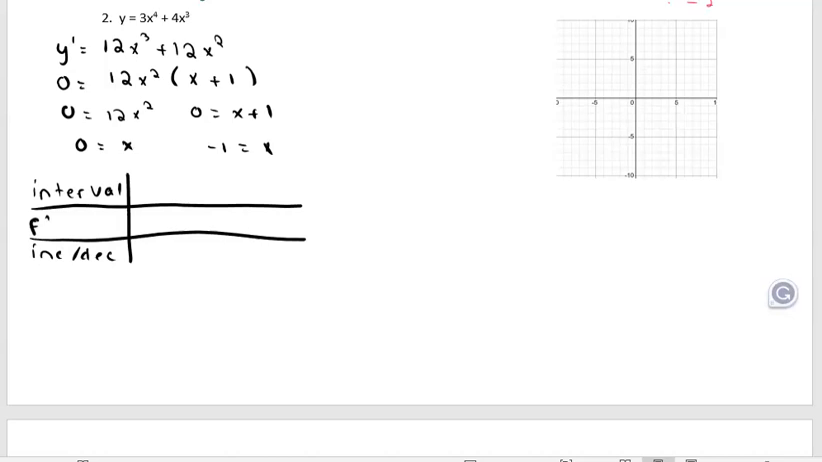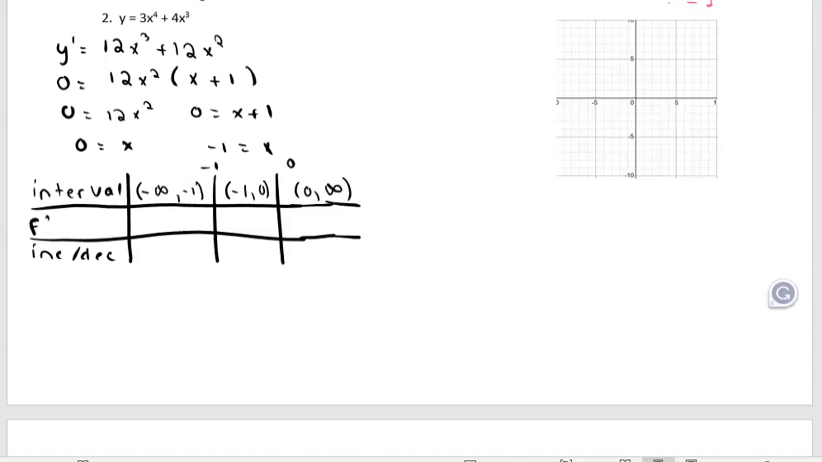So I need to split my interval twice. And this first one will be 0, and the second one will be, well, it helps if I put them in the right order. So let's make that first one -1, and the second one 0. So my intervals here will be from -infinity to -1, and then in the middle, we have -1 to 0, and then we have 0 to infinity.